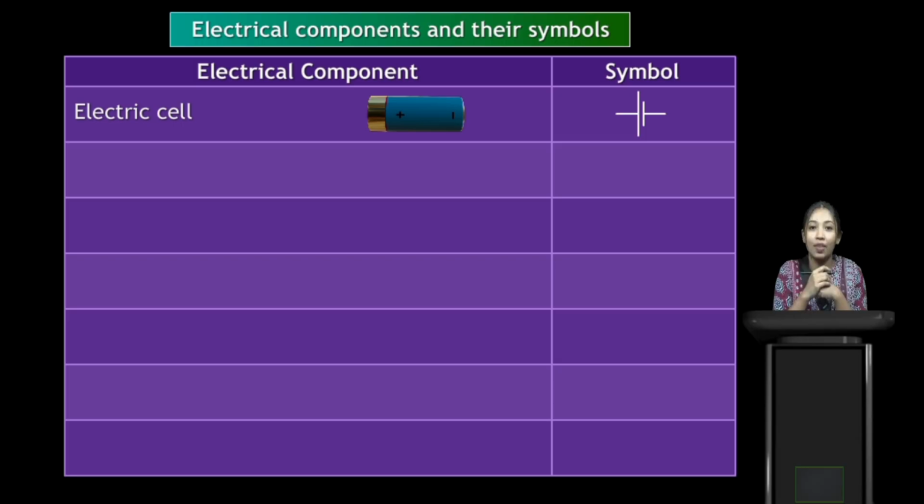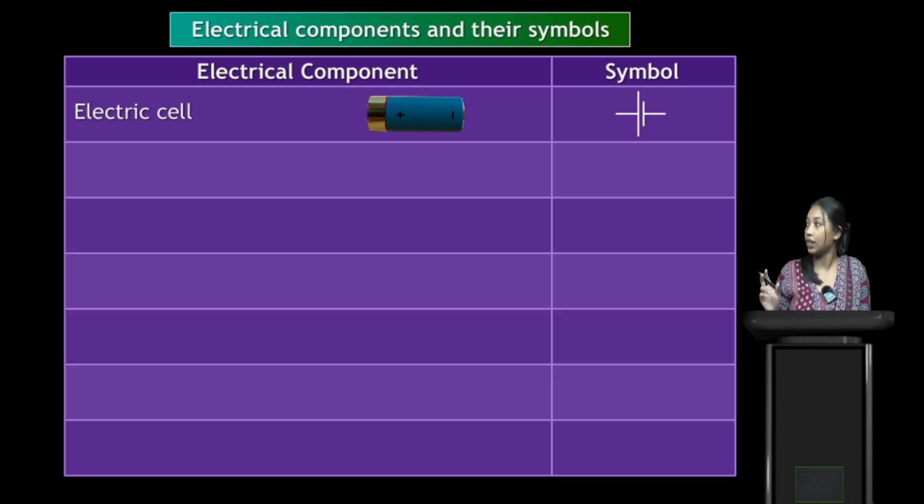What can we see? We can see electrical components and their symbols. For now we are going to learn these. I know all of you have remembered, but still it will be a quick revision, as I have said.